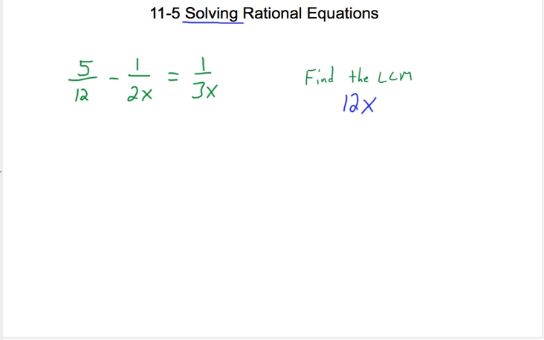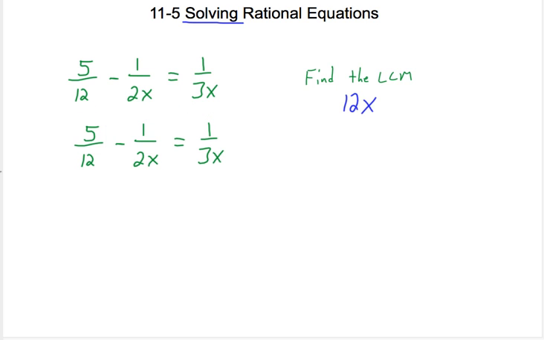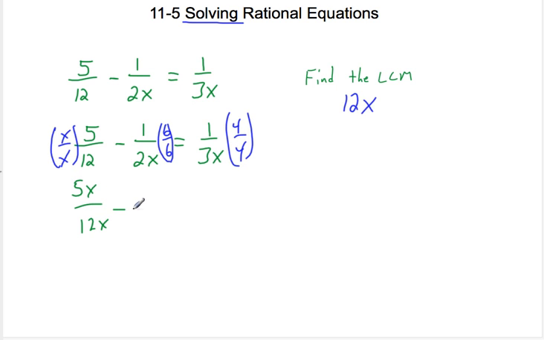So what we could do with that is, just like in the previous section, turn all the bottoms of these fractions into 12x. So to do that, I would have to multiply. Let me clone this. I don't like to mess with the original equation. So we could multiply this by x over x, this by 6 over 6, and this one by 4 over 4, and then we'd end up with 5x over 12x minus 6 over 12x equals 4 over 12x. And so now we can combine all the tops, because we have a common denominator.